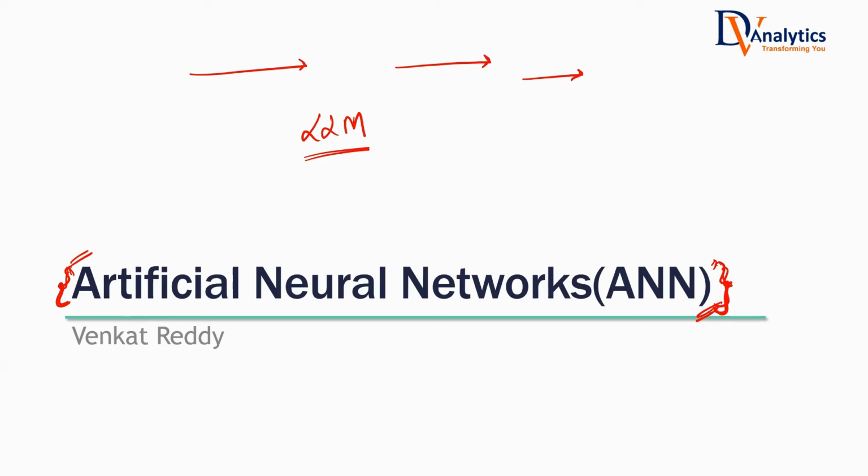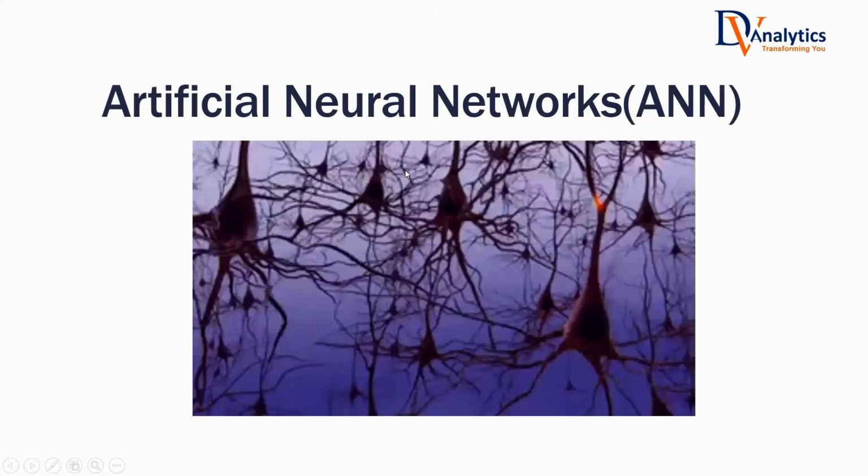So what is an artificial neural network? Why is the artificial neural network quite famous? Artificial neural network is one of the most complex topics. The reason why it is very complex is that it solves very complex problems. The applications are very, very complex.